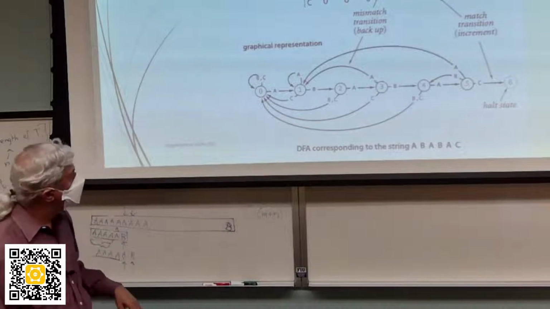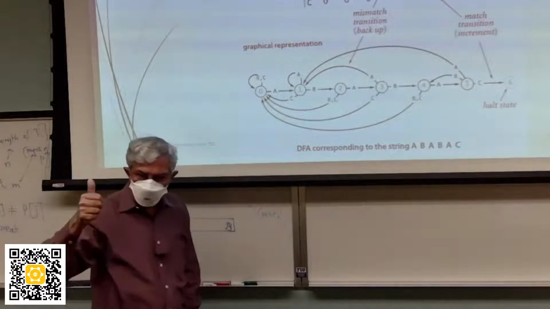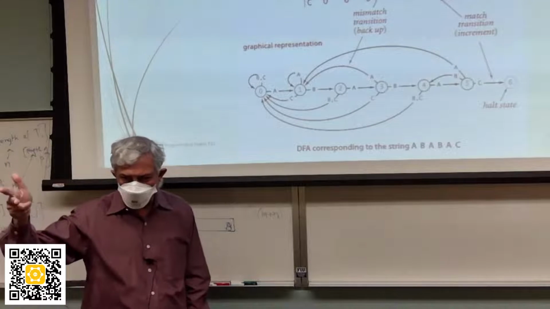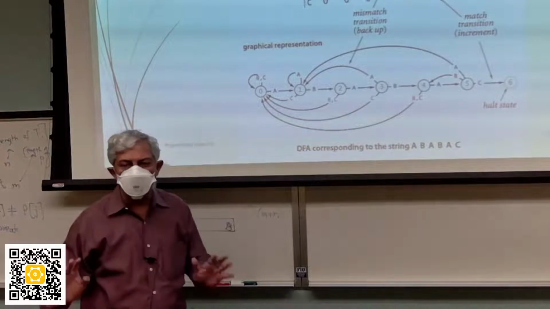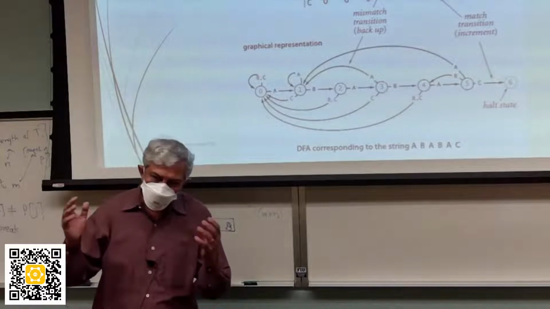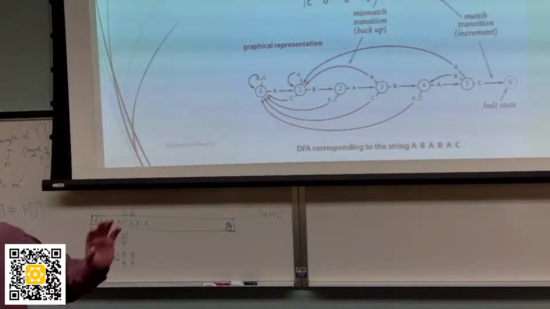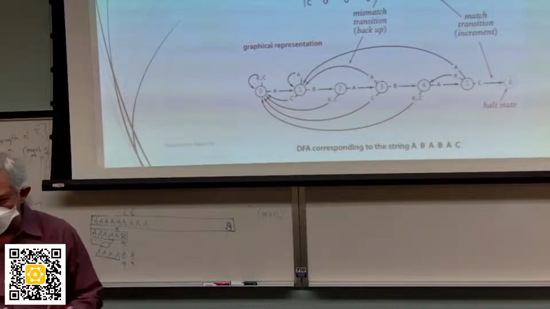Okay? Now let's see all the things that are going on. So at every point, you could see A, B, or C. And I need to figure out exactly what to do in each of those cases. Of course, there may be more letters in the alphabet, but your state diagram will tell you exactly what to do in each of those cases.